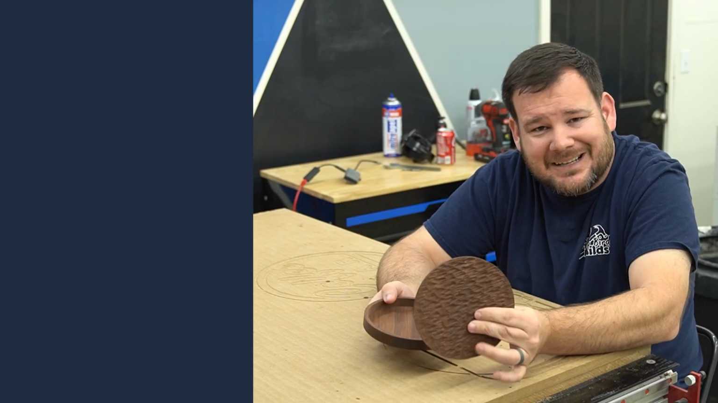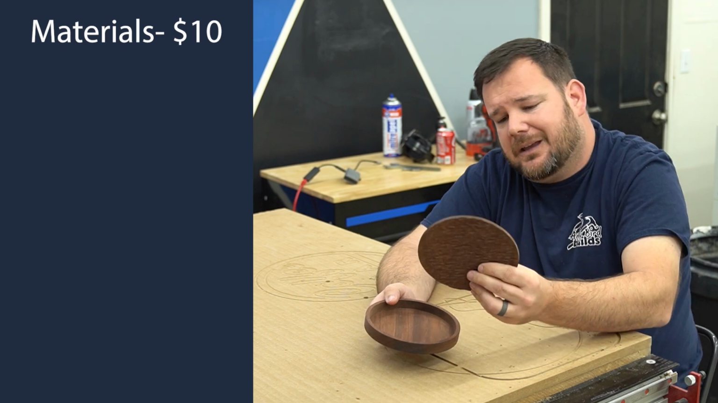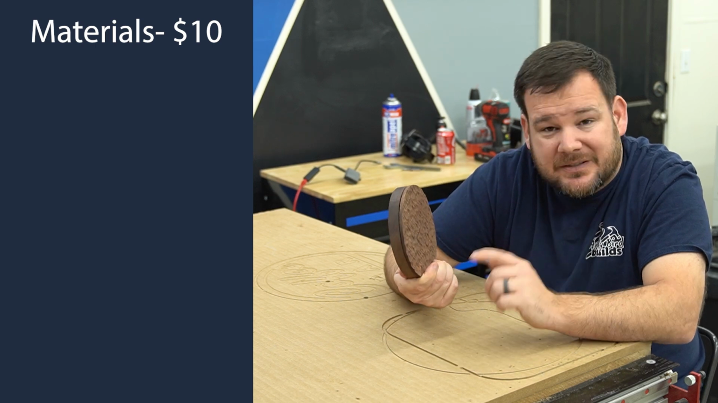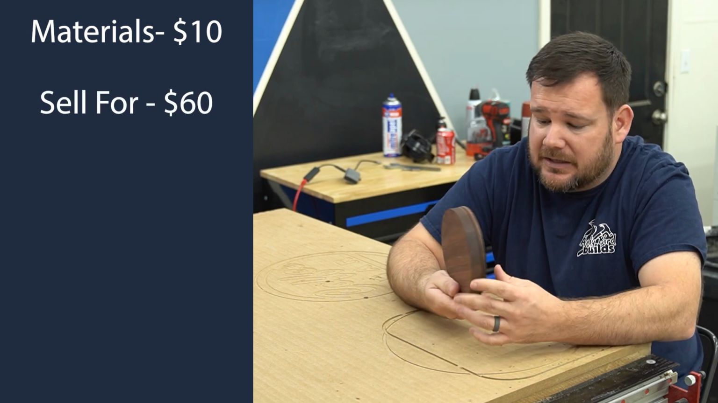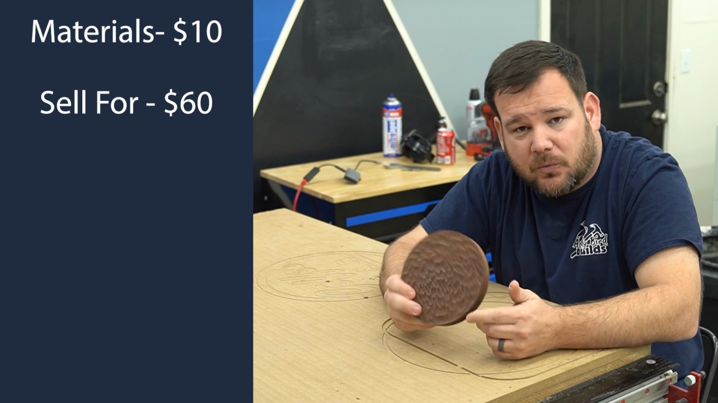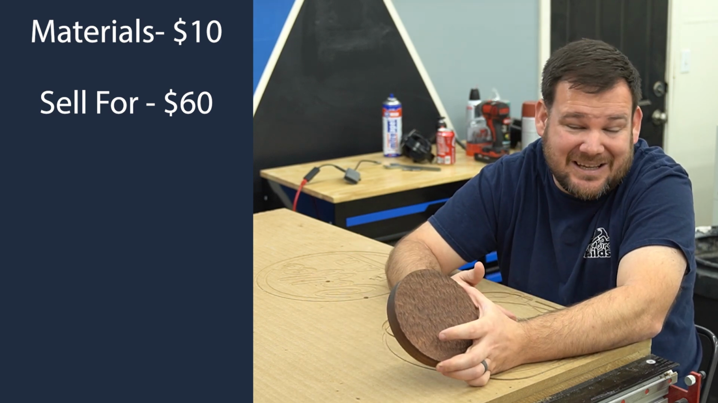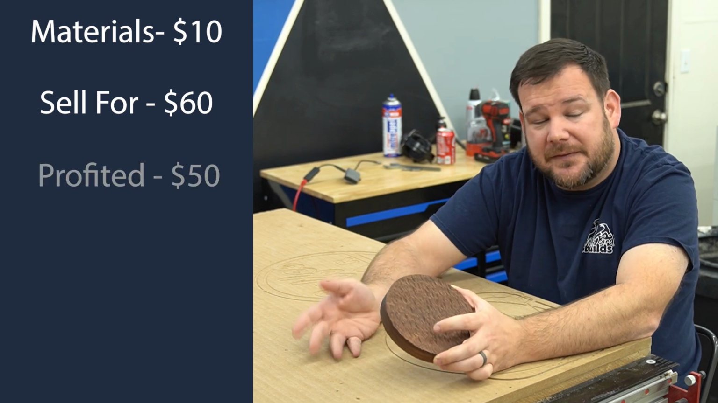So we've got about $10 in the materials for this, and that's because it's made out of black walnut. What do you think we could sell this for? I would sell this for $50 to $60, and that is because it is truly a one-of-a-kind, unique gift. So if we sell this for $60 and we have 10 into it, that's a profit of $50.